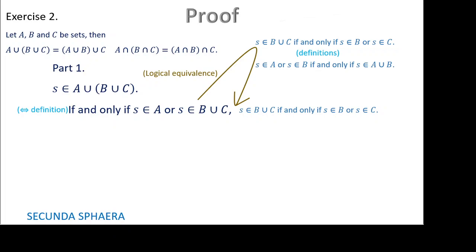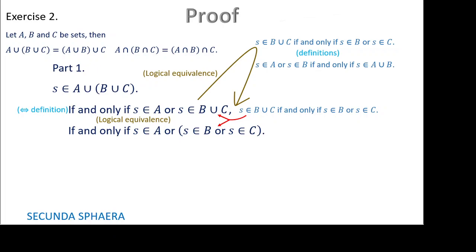And now we are going to use the definition of S in B union C if and only if S is in B or S is in C in order to substitute the equivalence of S in B union C. This is going to give us the next logical equivalence, which is if and only if S is in A, or (the parentheses are important, at least for the formalism) S in B or S in C.